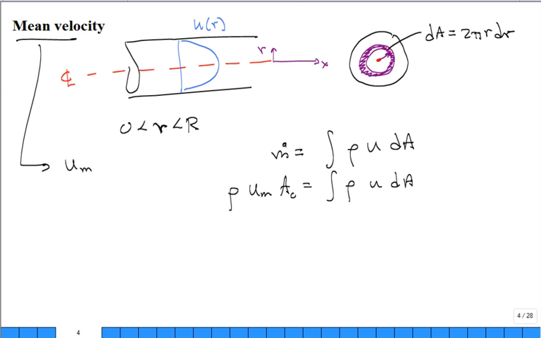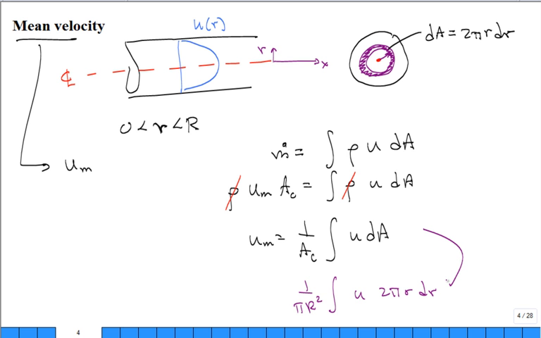This gives us the equation for the mean velocity. Cancel the rho's. We're not getting really sophisticated where we have to account for density difference in that cross-section. All right. And so the mean velocity is 1 over the cross-sectional area, the integral of u dA. If you wanted to try and do that integration, I'd put 1 over pi R squared, integral u times 2 pi r dr. But this is the more generic equation, isn't it? Okay. That's how you would calculate the mean velocity.